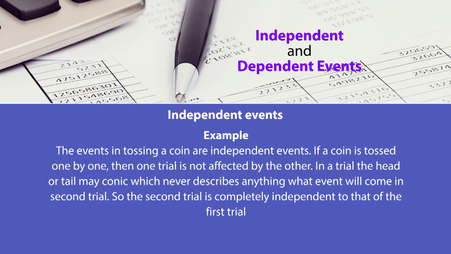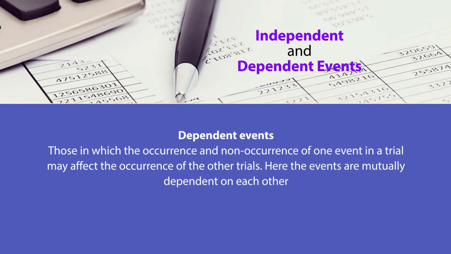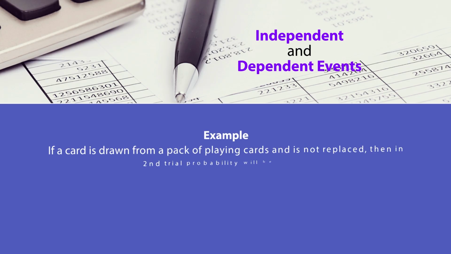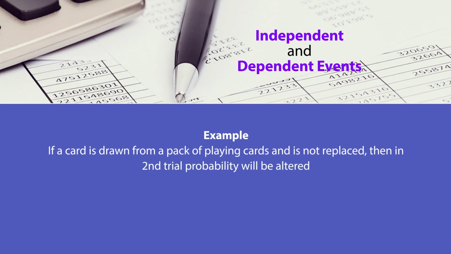If you talk about dependent events, these are events in which the occurrence or non-occurrence of one event in a trial may affect the occurrence of the other trials, and here the events are mutually dependent on each other. So if a card is drawn from a pack of playing cards and it is not replaced, then in the second trial the probability will be altered.